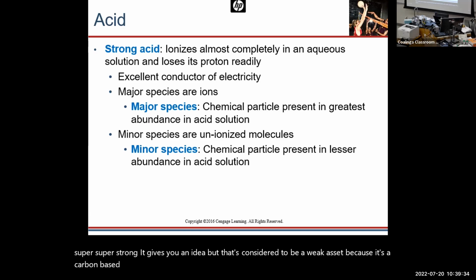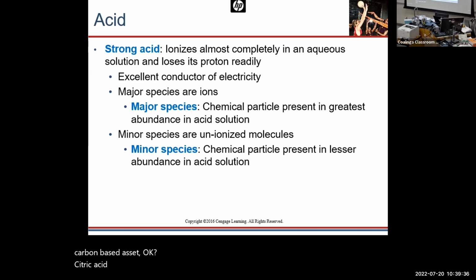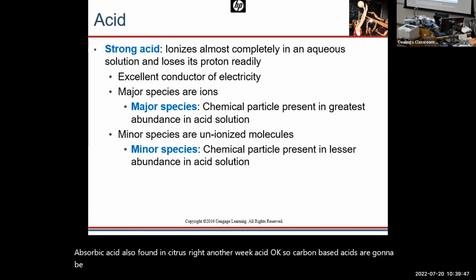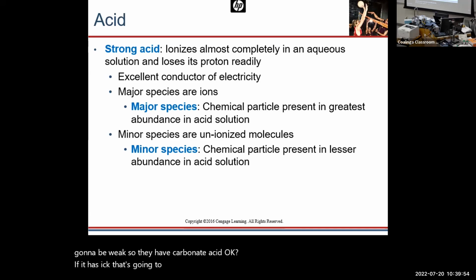Okay, citric acid, a weak acid. You guys drink orange juice, right? Ascorbic acid, also found in citrus, another weak acid. So carbon-based acids are going to be weak. If it has carbon in it, weak acid. If it ends with -ic, it's going to be a strong acid, except for carbon-containing ones. Carbon makes it weak automatically, so it doesn't matter if it ends with -ic or not.